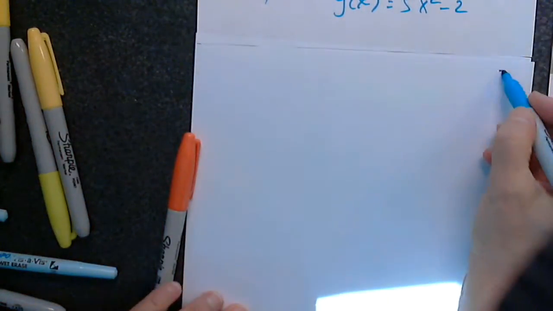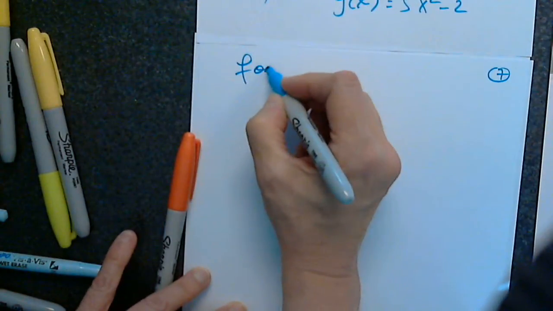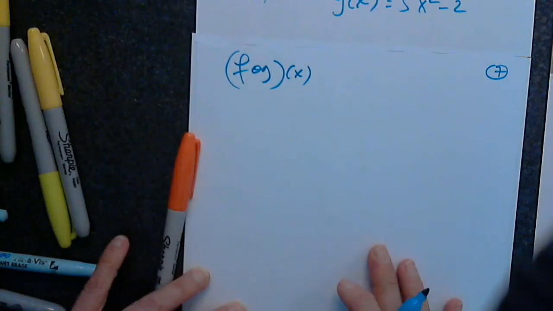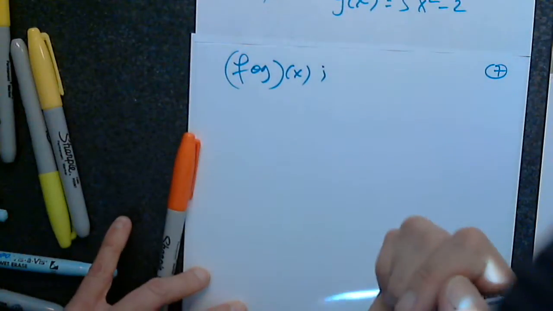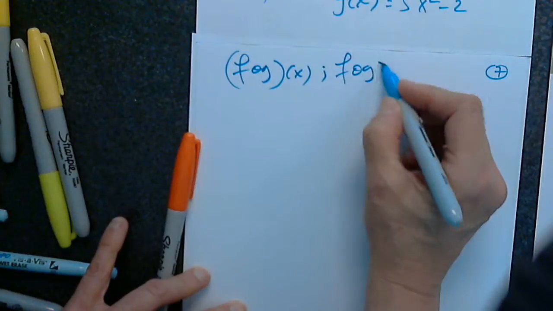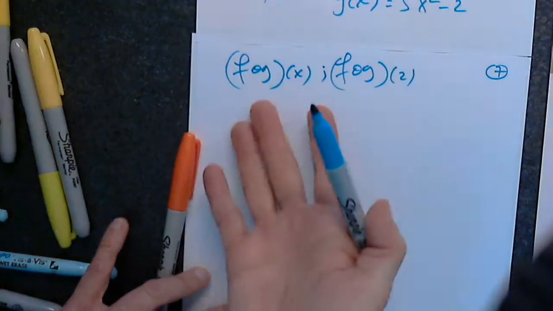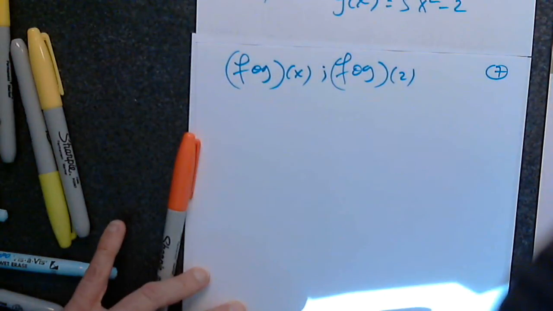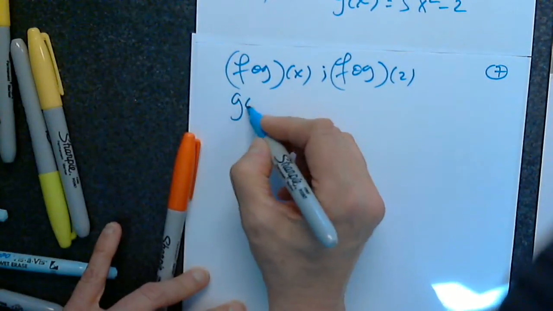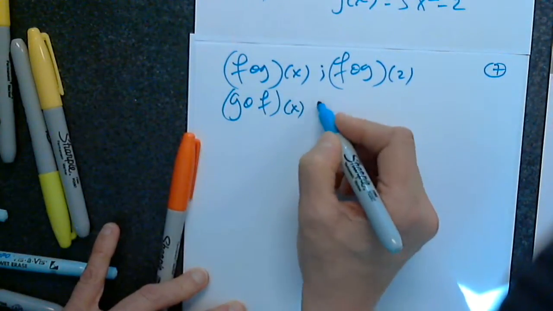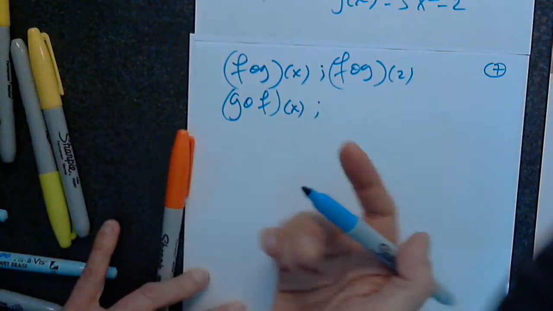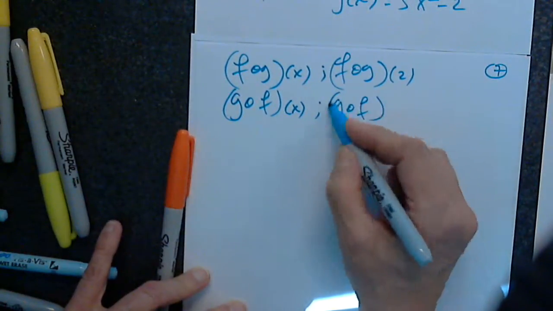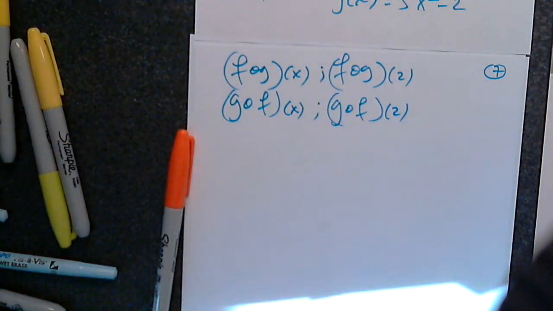First question, find f comp g of x. Second question, find f comp g of 2. No problem. Once I have the function, I can plug in 2. Next question will be g comp f of x, and then once I have the function, I will plug in 2. So let's start with the first one.